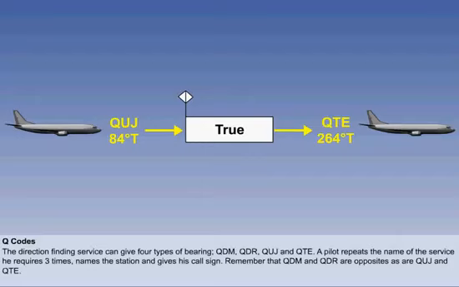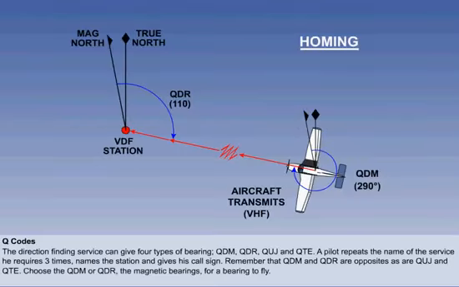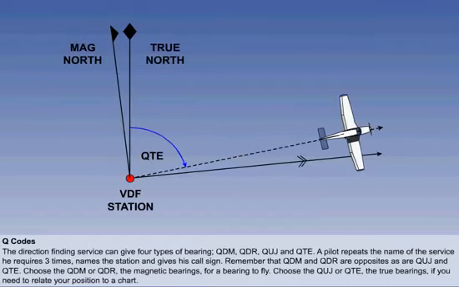Similarly, the reciprocal of QUJ, the true track to the station, is QTE, the true bearing from the station. If you want a track to fly, you would ask for a magnetic bearing, that is, the QDM or the QDR. But if you wanted to plot your position on your chart, for example, to know where you were in relation to a danger area, you would request a true bearing, as charts are oriented to true north.